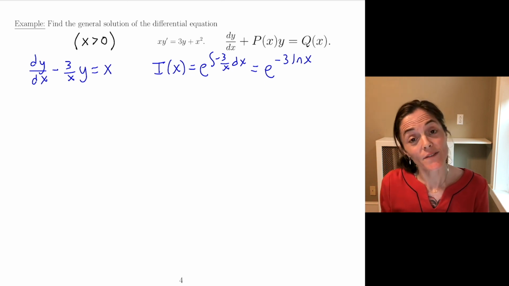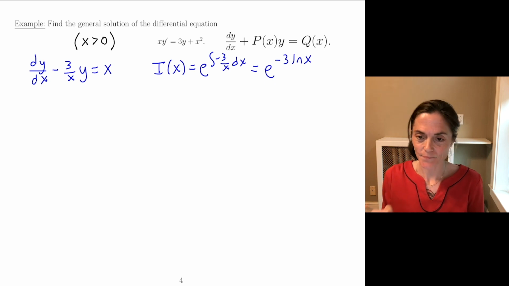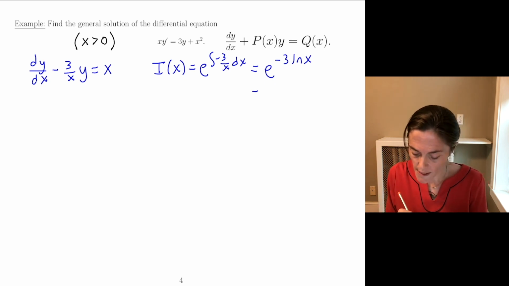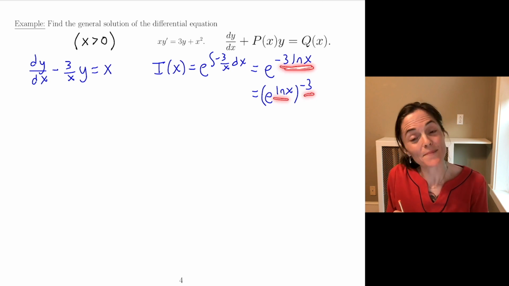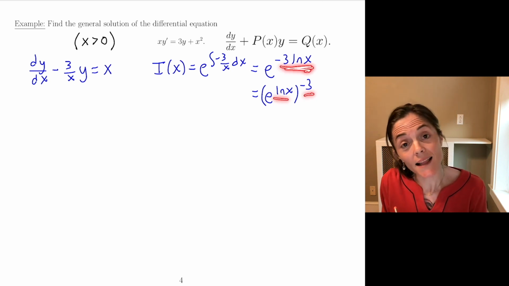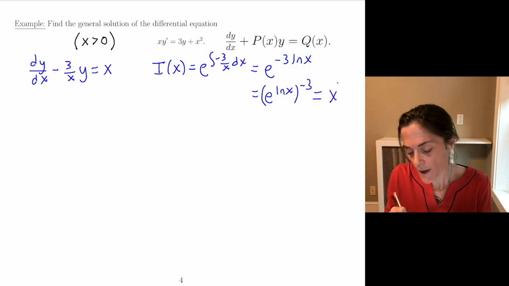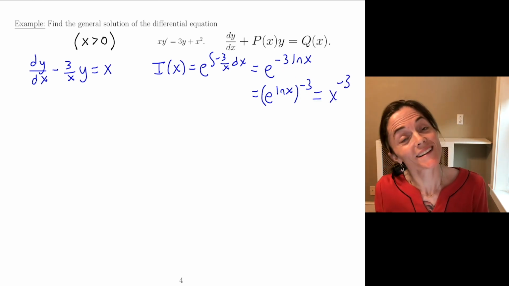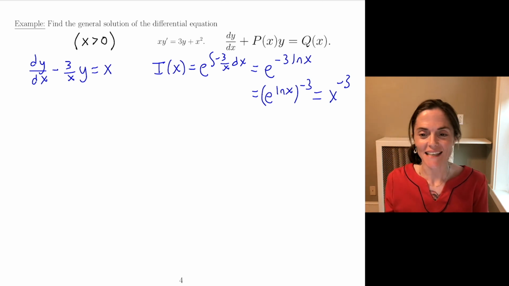Well, let's simplify this more. There's a few things I can do here. Maybe I'll do this. We can write this as e to the ln x raised to the minus 3, right? Power to a power, we multiply. e to the ln x is x. And so I just get x to the minus 3. You can certainly write that as 1 over x cubed. It's fine, but I'm just going to leave it like this.